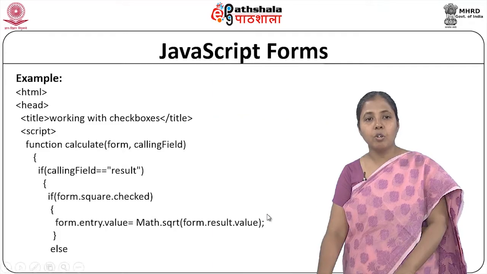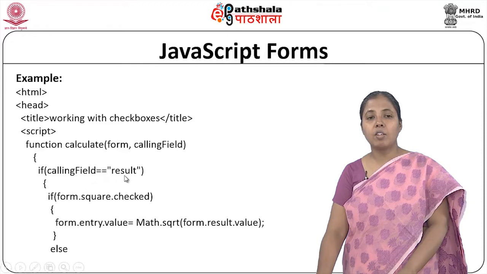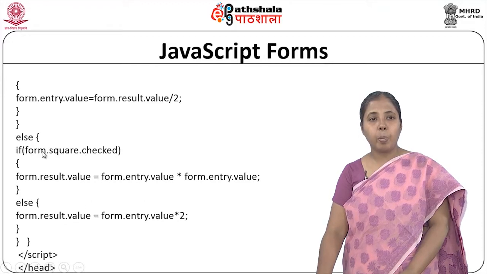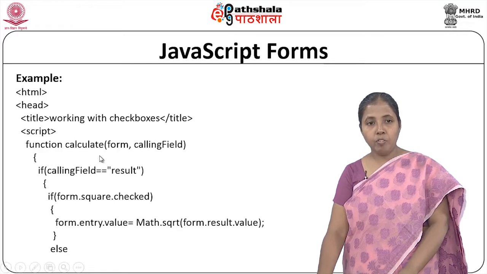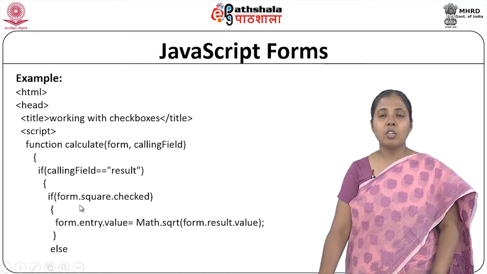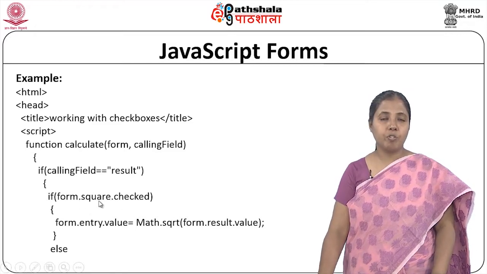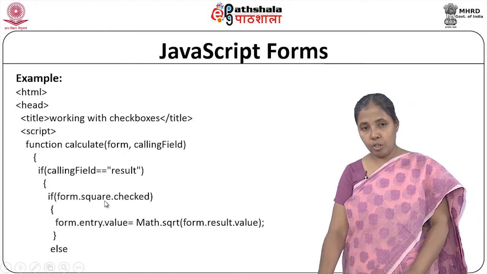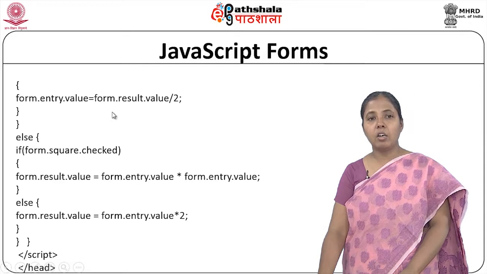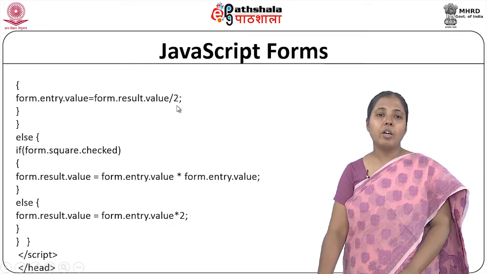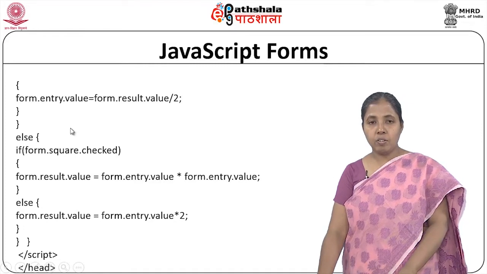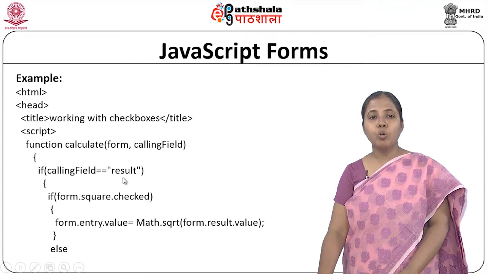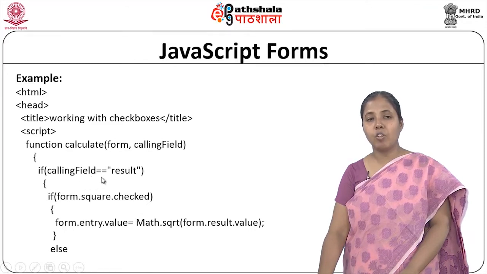This calculate function is actually checking whether the calling field is the result field or the entry field; the else part is the entry field. If it is the result field, it checks whether the checkbox is checked. Form dot square is the checkbox, and its property checked tells whether it is checked. If so, it performs a calculation of the square root of the value entered in the result field. Else, if the checkbox is not checked, it takes the value from the result field and divides it by 2. This square root or division happens if you enter a value in the result field, that is, if the calling field is result.